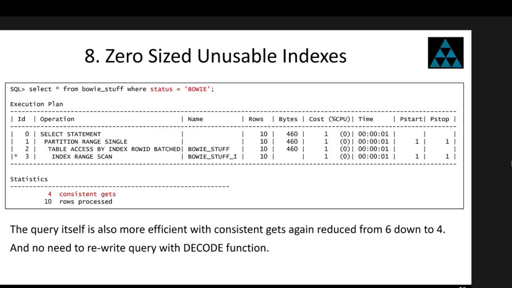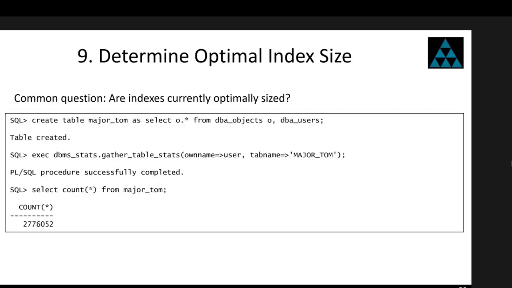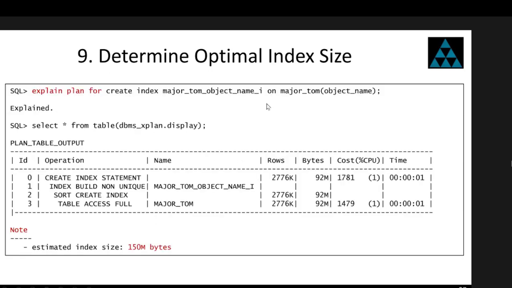Now, a very common question is, well, what should be the correct size of an index? There's all sorts of strategies on this. One really easy strategy is to do the following. I'm just going to create a table here, just basing it on DBA objects and whatever. I'm just going to say explain plan for create my index. And part of the note is the actual estimated size of this index. And guess what?